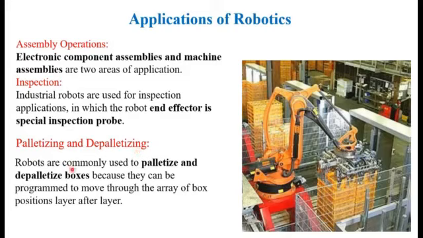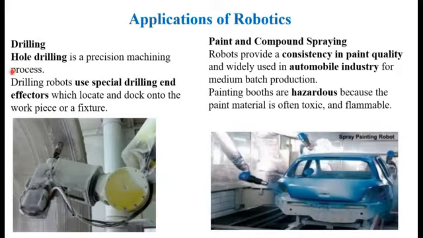Then in palletizing and depalletizing, robots are commonly used to palletize and depalletize boxes because they can be programmed to move through an array of box positions layer after layer. Here we can see palletizing and depalletizing of pallets can be done by this robot. It can pick and place at the required location. Again, robots are used in drilling operations. In hole drilling, special purpose robots are used for drilling at certain locations.